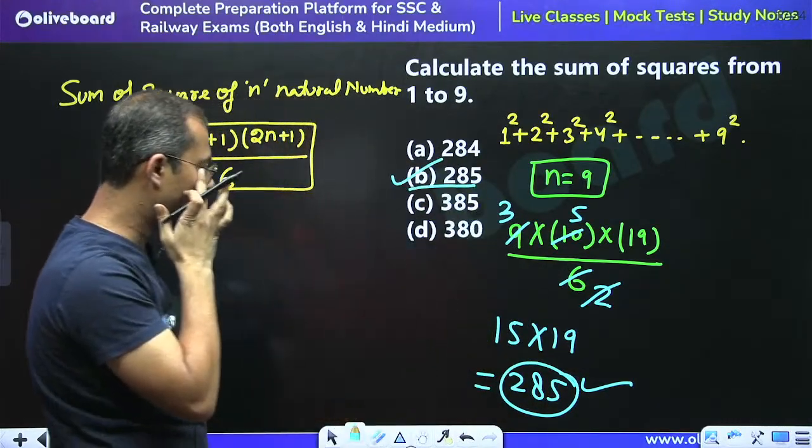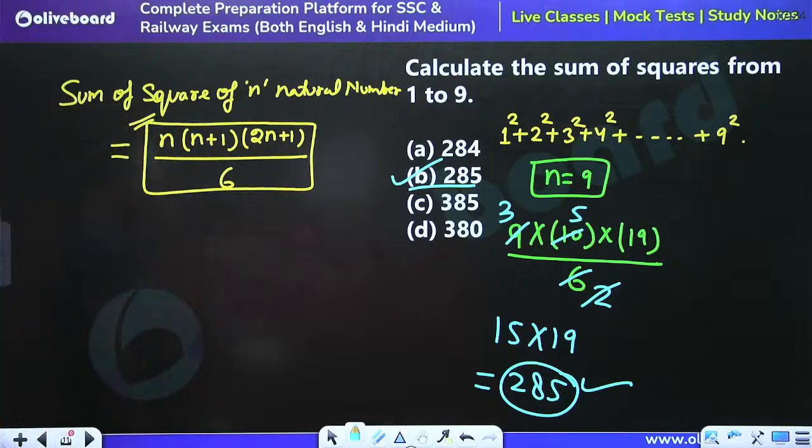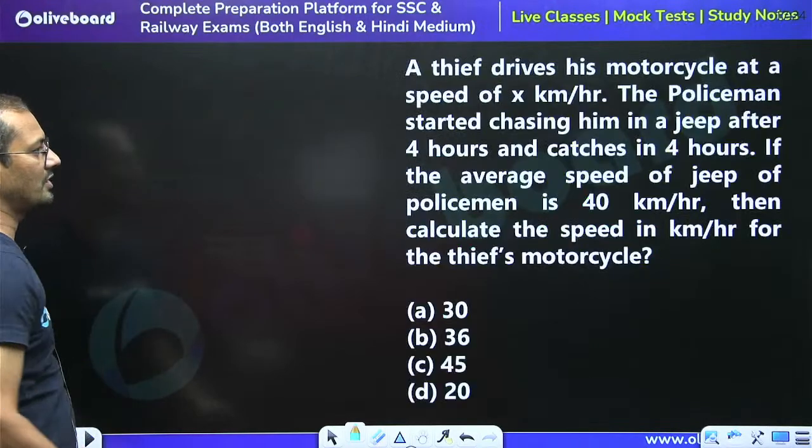Is this clear? Yes, 285 is the right answer. Yes, you are right, Vinod. 285 is the right answer. So we must know the formula.